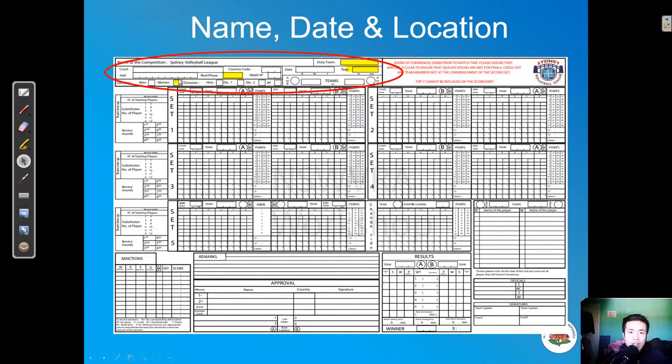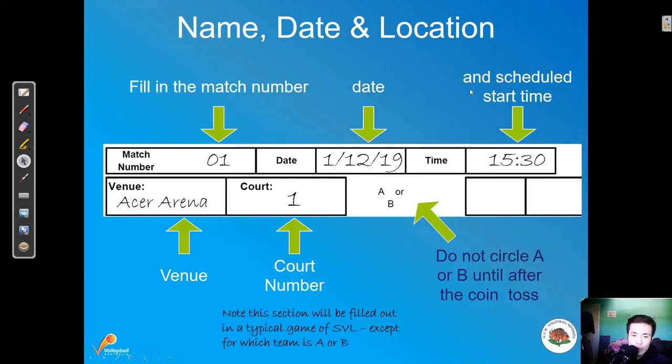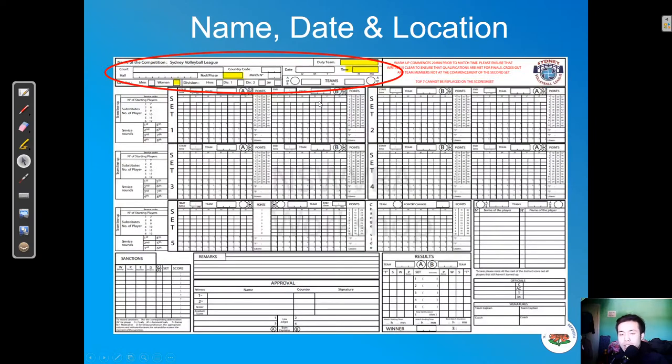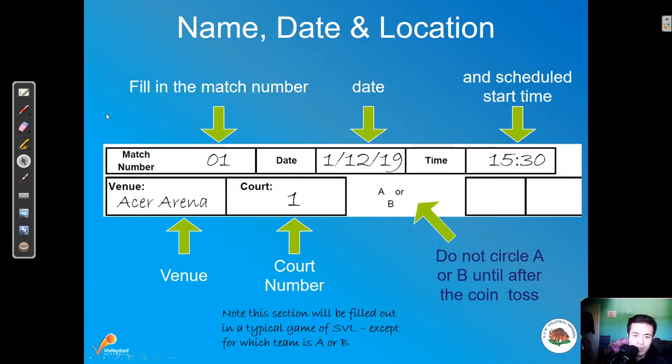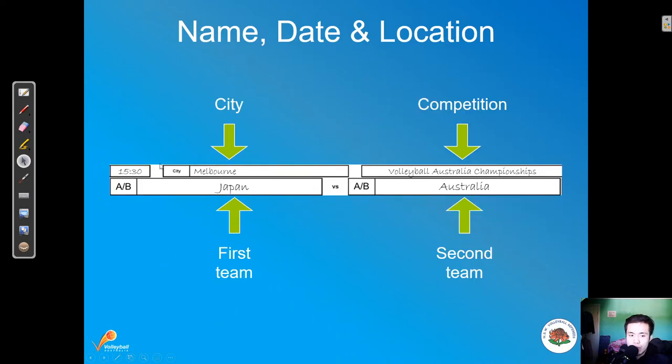Right, so the name, date, and location. This is a score sheet of SVL, for those who haven't seen it. I'll go through each section one by one. We'll start from the top: name, date, and location. Do note again that this section is pre-printed for you. Your job is just to double-check it. It usually has the following things: match number, date, time, venue, court, A or B for each team. So this is a little bit clearer here.